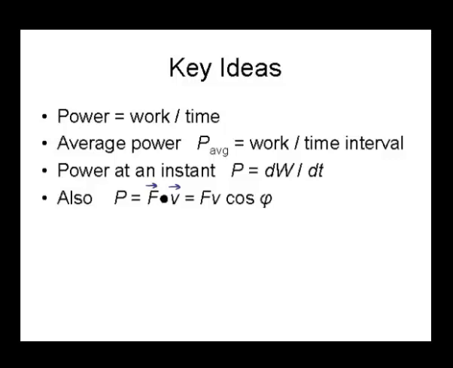We can also write power, the instantaneous power, as the dot product of the applied force and the velocity of the object just then. And this is the way we can expand the dot product: magnitude of F, magnitude of V, cosine of the angle between those two vectors and the dot product. And that's it for this little video.